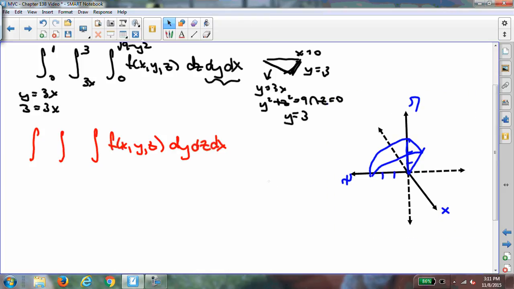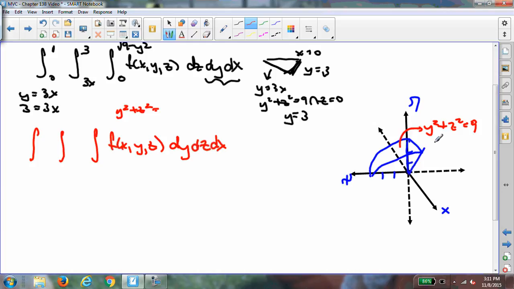So notice here now my top surface is the curve, which is my cylinder. So my top surface here will be coming from the equation y squared plus z squared equals 9. Well, let me write it over here. This would be y squared plus z squared equals 9. But I need it as a y equation, so y is going to equal the square root of 9 minus z squared. So that's my top bound now.